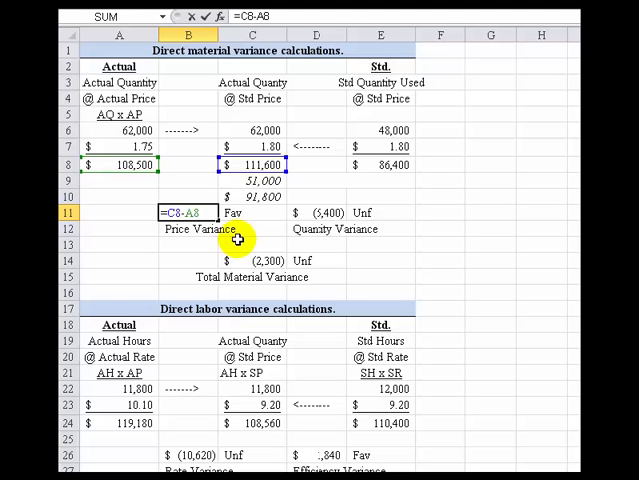All right. And here's what you do. You would use this number right here in the no man's land, is what I call it. Actual quantity purchased times standard price. So 62,000 times $1.80 is 111,600. Compare that to the 108,500 of what we actually purchased. Keep in mind this one's at a standard price of $1.80. And that gets you your price variance.